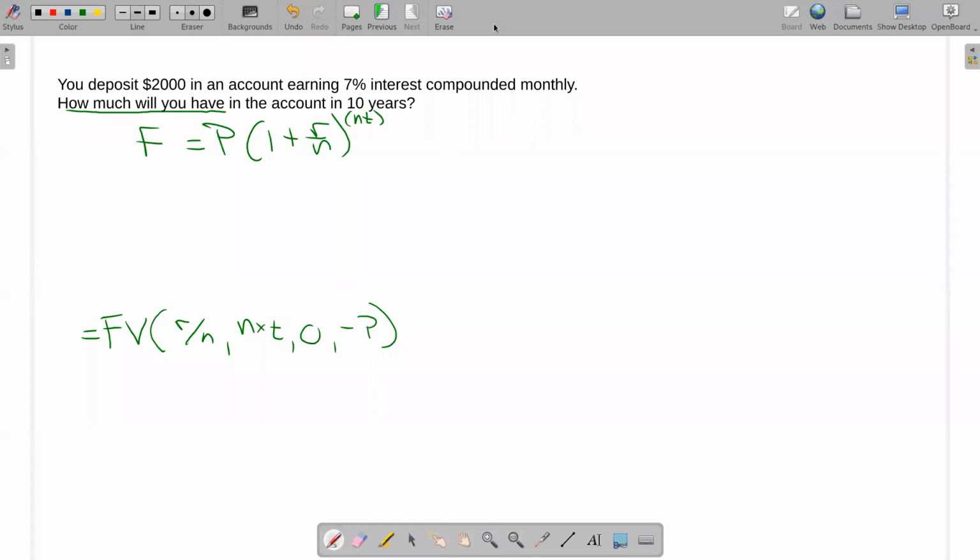So here we want to deposit $2,000 in an account, earning 7% interest compounded monthly. How much will you have in the account in 10 years? So we want to find the future value. So we have a couple ways to do that.